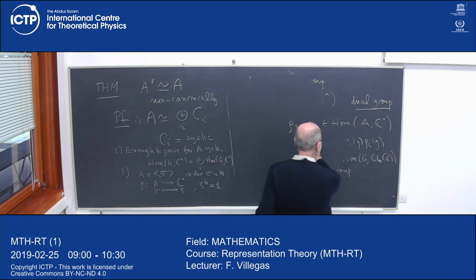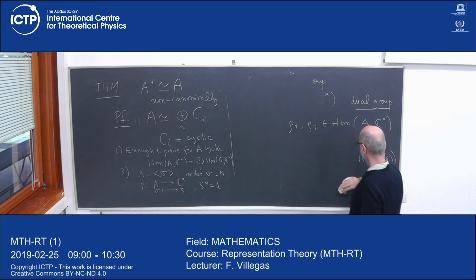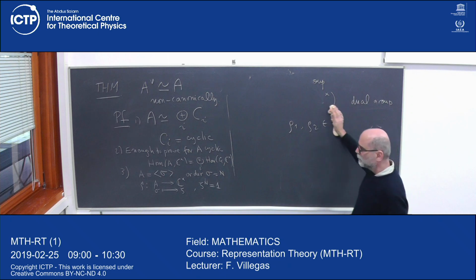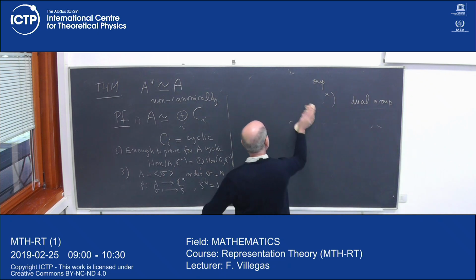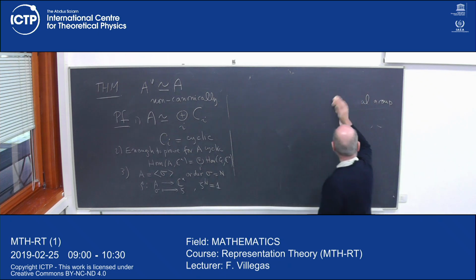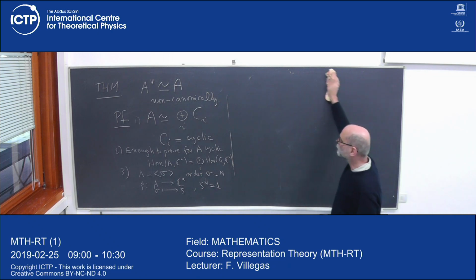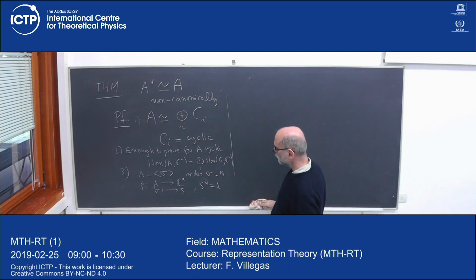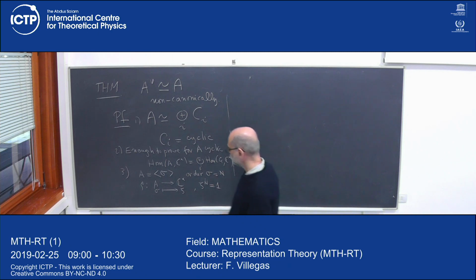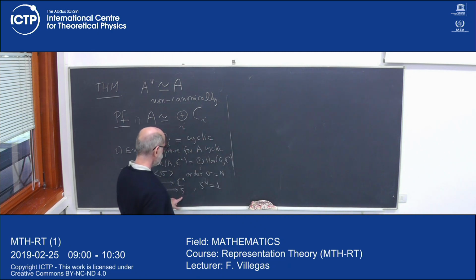And you see now where the lack of canonicity comes from, because there's no way to make a preferred choice of an nth root of unity in a meaningful way. There's a choice involved in here.